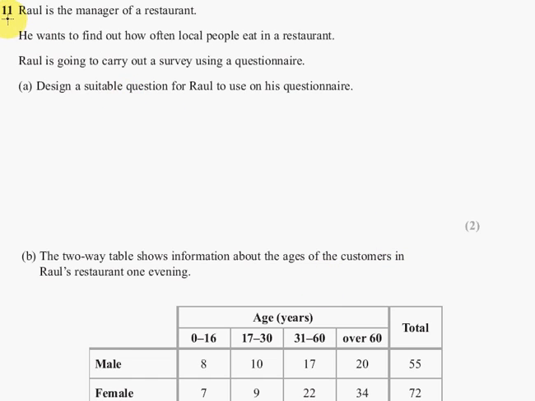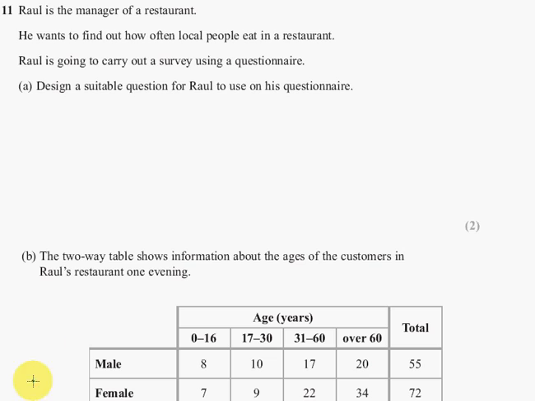Question 11. Raul is the manager of a restaurant. He wants to find out how often local people eat in a restaurant. Raul is going to carry out a survey using a questionnaire. Part A says design a suitable question for Raul to use on his questionnaire.